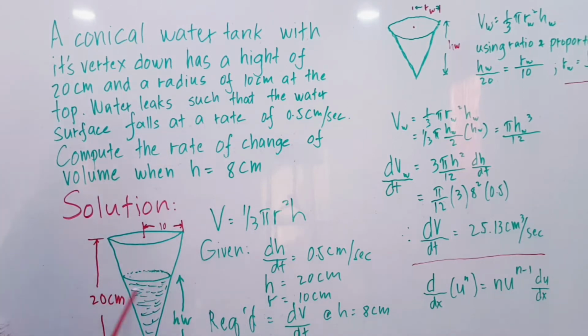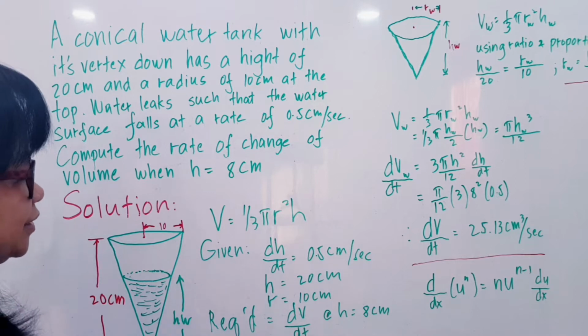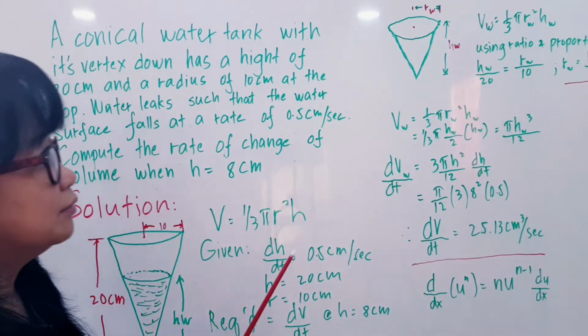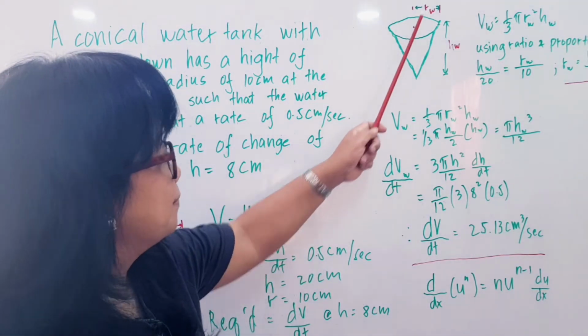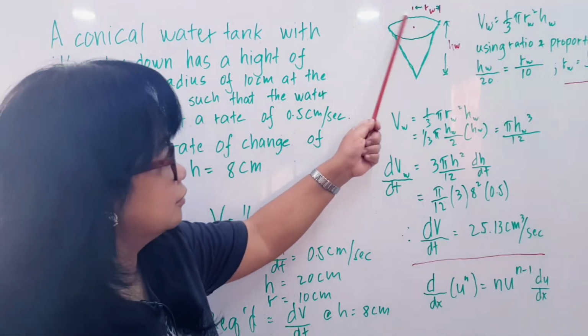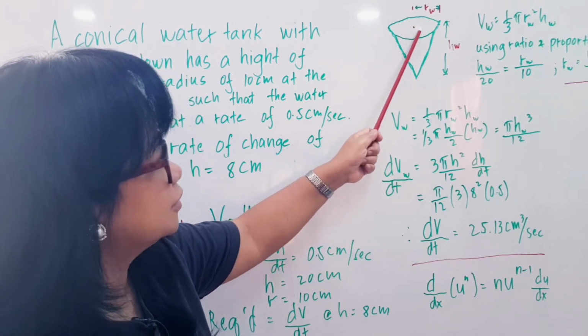Now, ang volume ng cone is equal to 1/3 pi r squared h. Yun ang formula ng volume ng cone. Ngayon, given ang rate of change ng height, which is dh over dt, 0.5 cm per second. Ngayon, hahanapin natin ang dV dt. Pero bago natin ma-solve yan, kailangan muna natin hanapin ang radius ng yung water. Ang radius nitong water, ito i-draw natin, i-sketch natin dito yung tubig. Ang radius, hanapin natin yan.